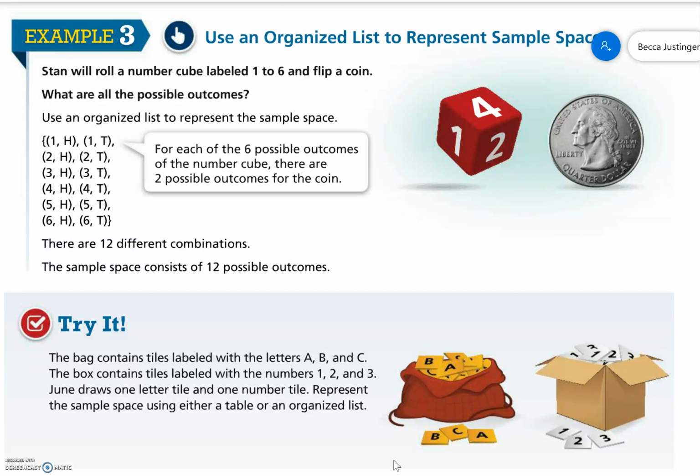Use an organized list to represent sample space. Stan will roll a number cube labeled 1 through 6 and flip a coin. What are all the possible outcomes? Use an organized list to represent the sample space. Notice that they still have the curly brackets.